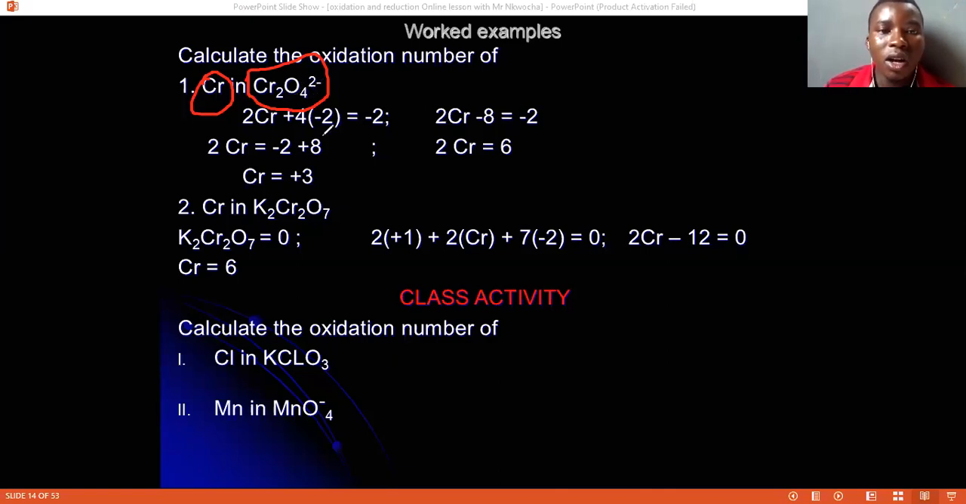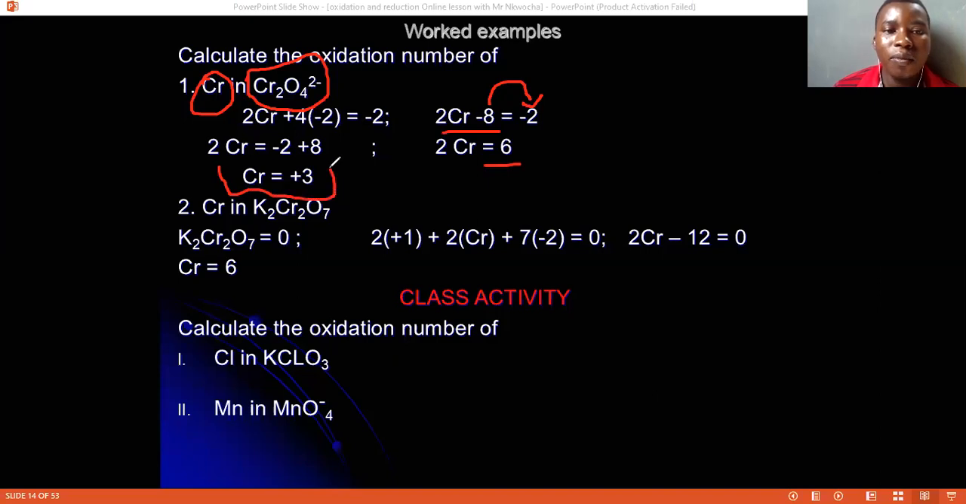All right, so chromium here. The whole compound is carrying this minus two, contributed by both elements. Oxygen usually contributes two negative charges, so the oxidation state of oxygen is usually minus two. We have four oxygen, so four times minus two gives us minus eight. And since we have two chromium, we have two Cr. If you carry the two to this side and the eight to this side, it becomes positive. So minus 2 plus 8 gives 6, and dividing through by 2 gives plus 3.